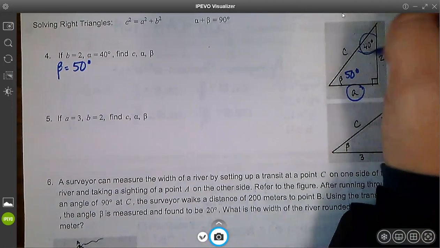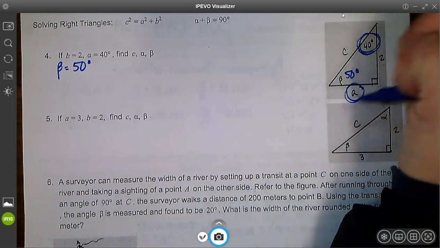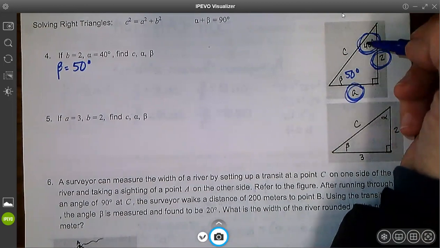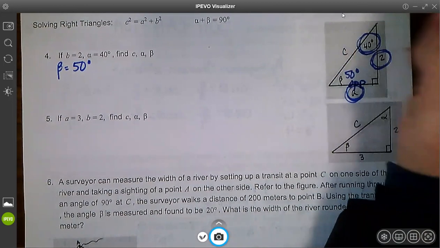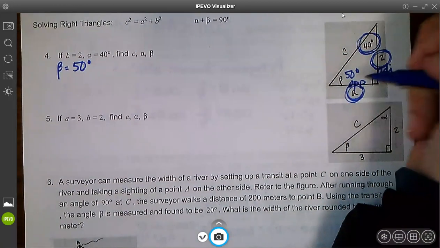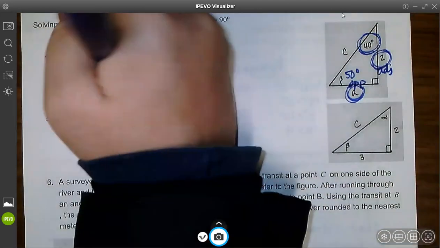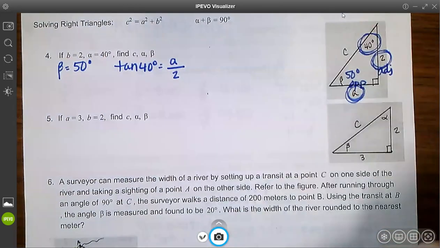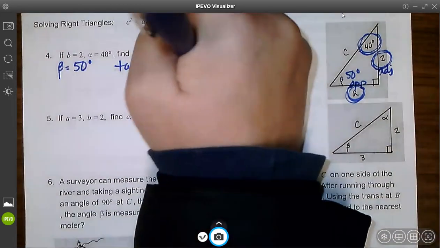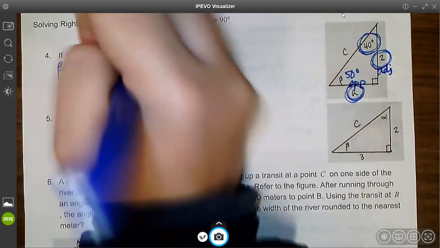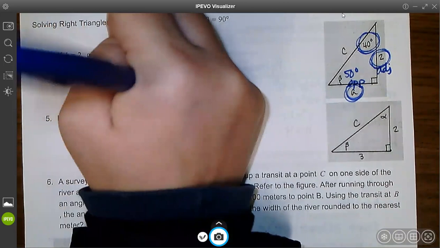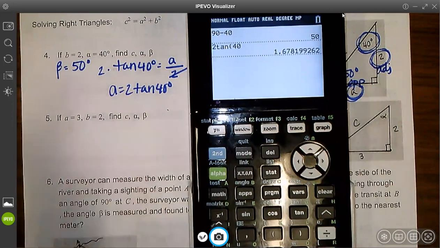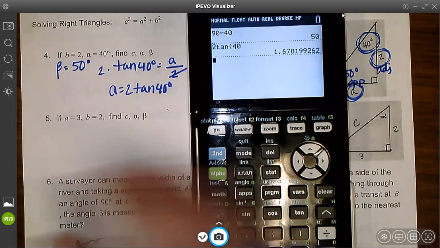If I use this angle here that I was given, 40 degrees, A and 2, because I only have the other side of 2, I can label this triangle based on this angle. A is my opposite side and 2 is my adjacent side. So opposite over adjacent is tangent. So I can say the tangent of 40 degrees equals my opposite, which is A, over my adjacent, which is 2. Again, your calculator has to be in degrees mode. So I have A equals 2 times the tangent of 40, and I'll just type that in, 2 tangent of 40. And we're going to round to, let's say, 2 decimal places, and you get 1.68.